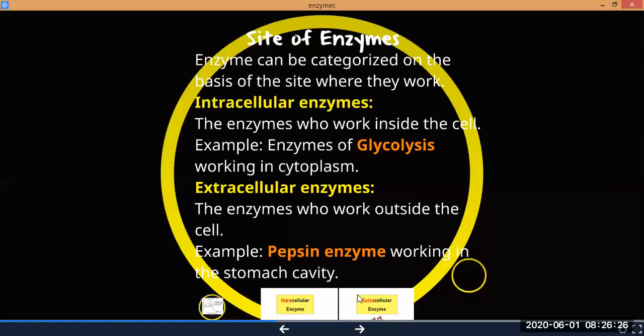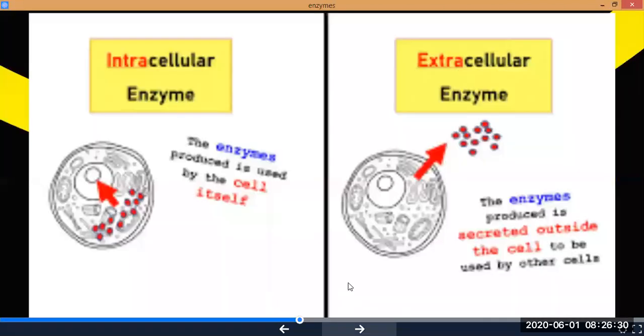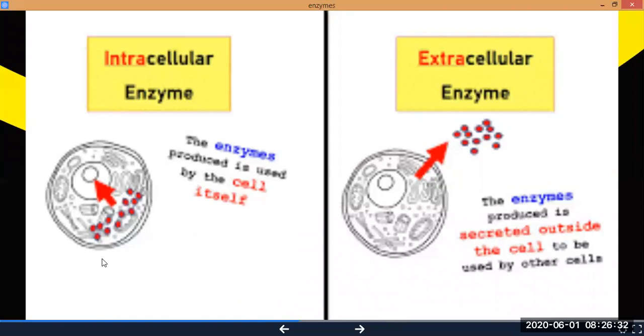Let's look at the diagram. Intracellular enzymes are present within the cell. Look at the red dots showing the enzymes inside the cell. And look at these red dots in extracellular enzymes. They are present outside the cell. This is one example showing you extracellular enzymes. So this is all that I'm going to teach you today.